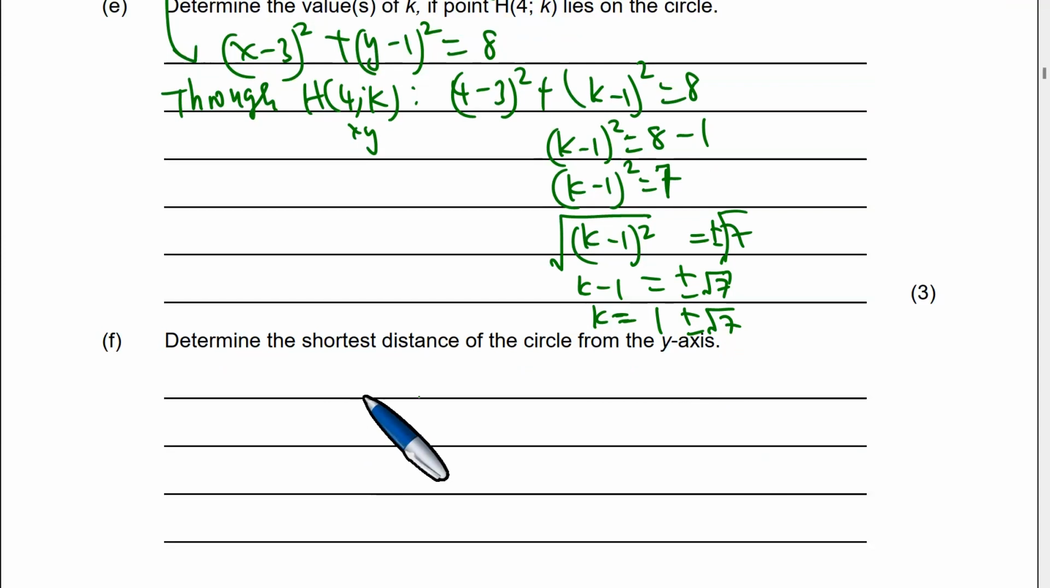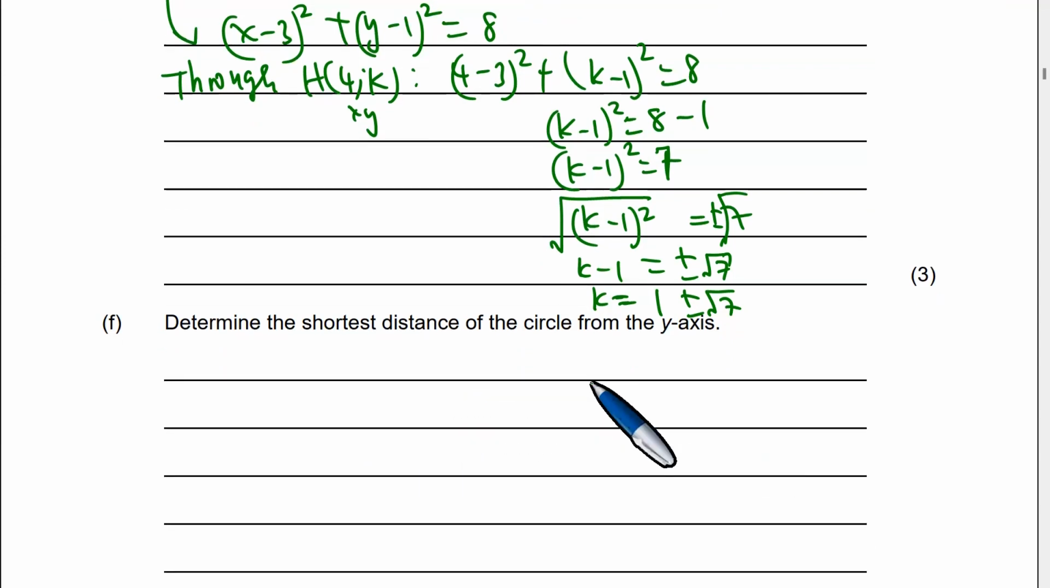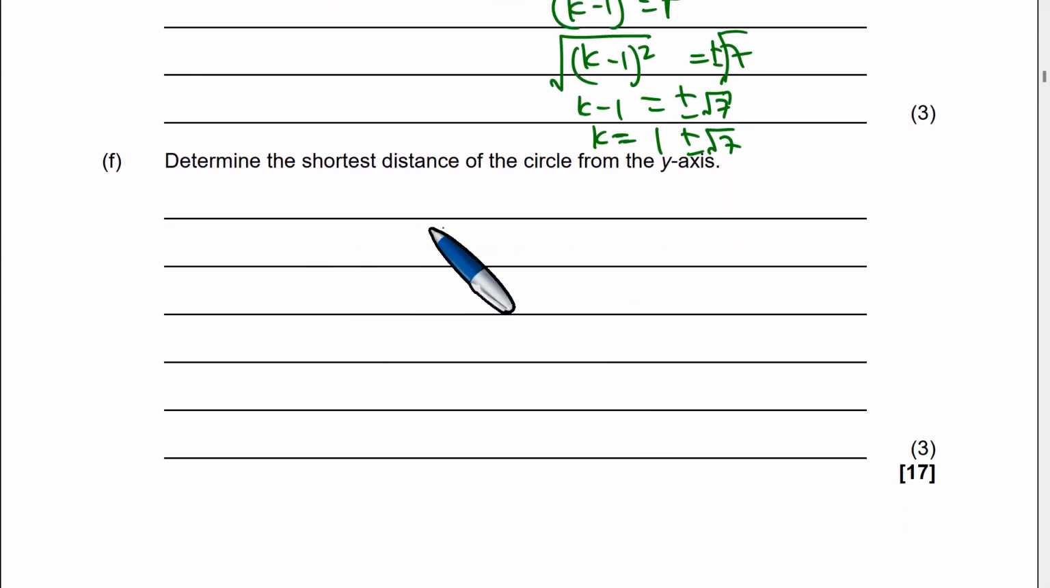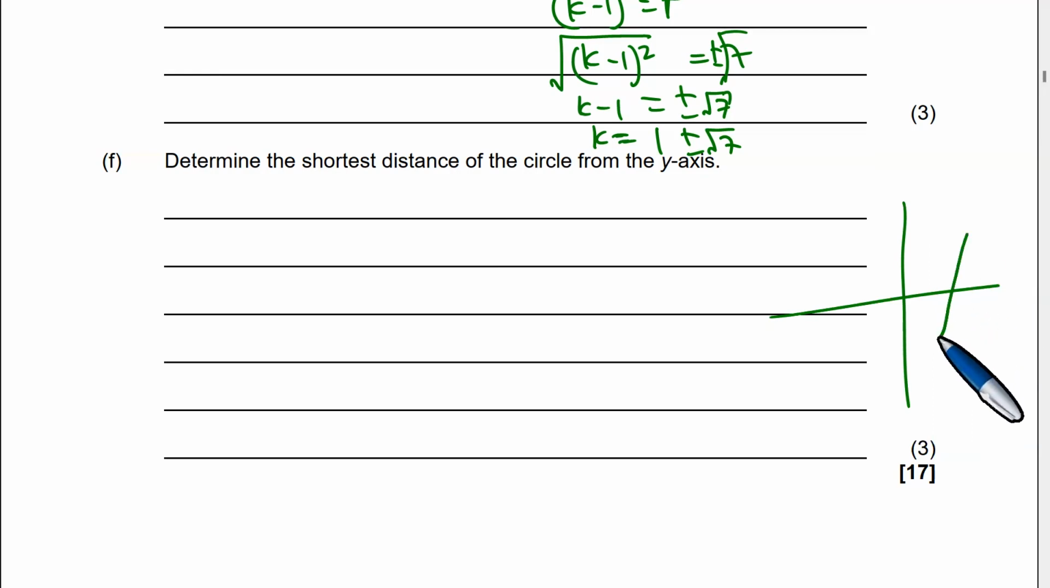Determine the shortest distance of the circle from the y-axis. Right, so you need to think about this and analyze this. Obviously, the couple of things you need to look at, you have the point A and the point B.